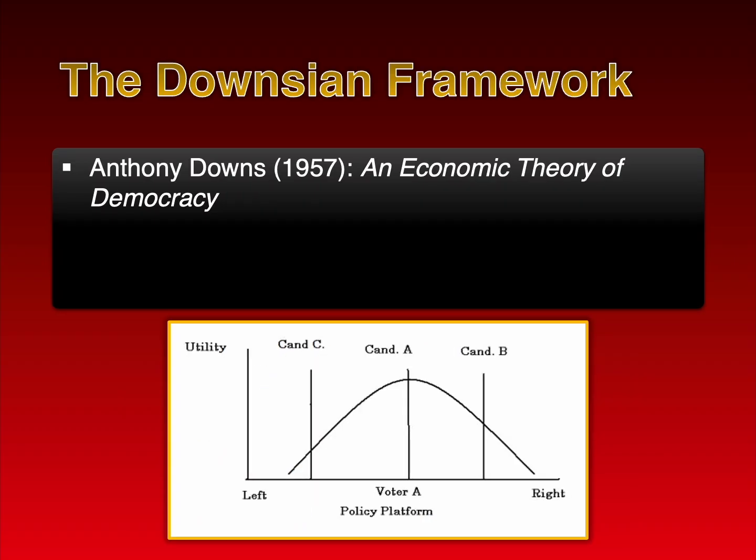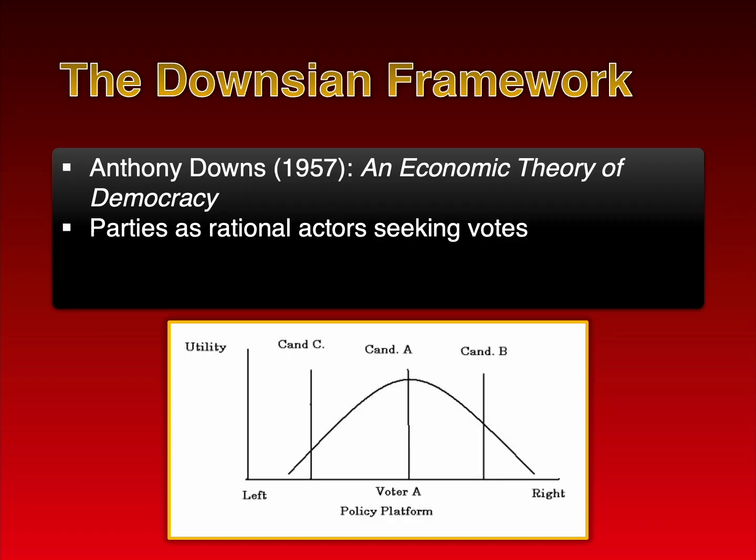So let's talk about the Downesian framework in detail. Downes's framework formalized the analogy between politics and markets. I'm going to try to put on my economist hat here. Ugh. Feels greasy. Just as businesses seek profit, parties seek votes. Just as consumers buy products, voters choose preferred policies.